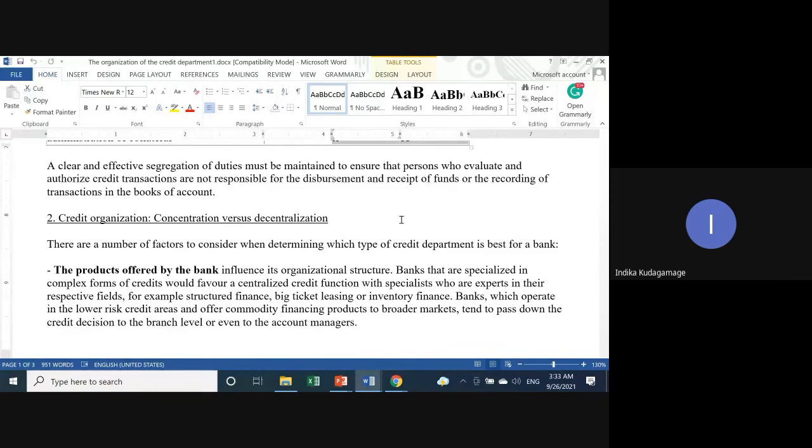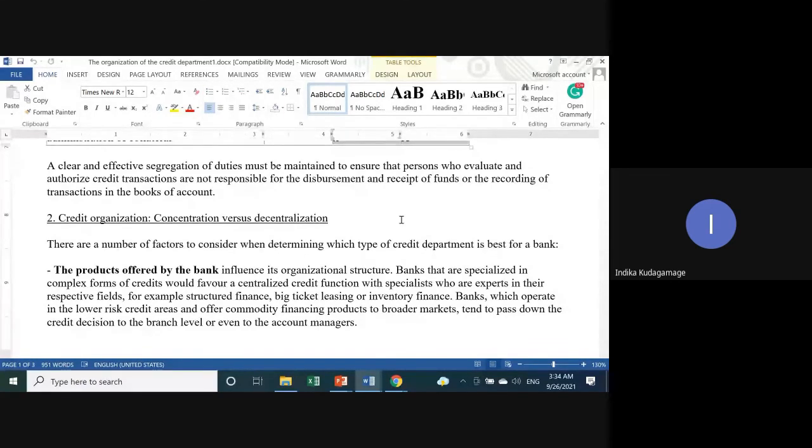So good credit people are a very scarce resource. That's why we want to shift to a central department. So it depends on the ability to have a larger number of people and the product you sell. If you are going for pure housing loans, personal loans, general products, it is easy to have a centralized operation.